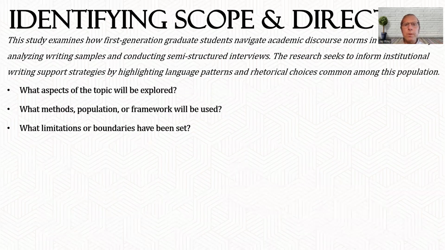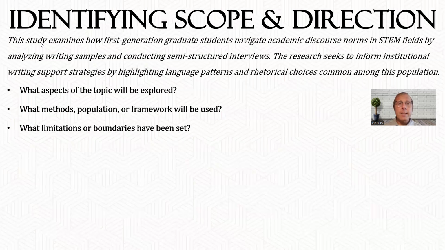Okay, so we'll go through these, and I've got quite a few examples here. I'm not going to go through every one. You can find this all in the resource that's in my Teachers Pay Teachers store, but we'll work through the first few here together. This study examines how first-generation graduate students navigate academic discourse norms in STEM fields by analyzing writing samples and conducting semi-structured interviews. The research seeks to inform institutional writing support strategies by highlighting language patterns and rhetorical choices common among this population.